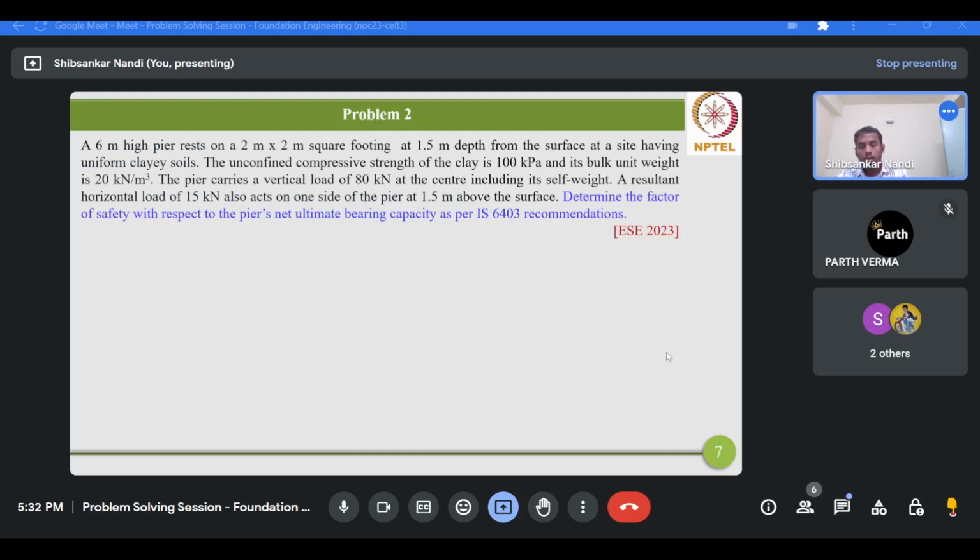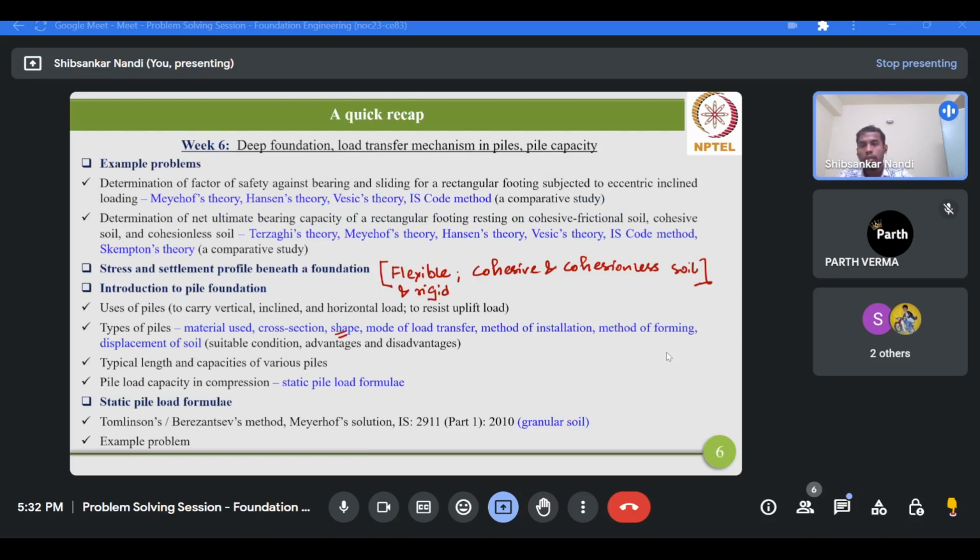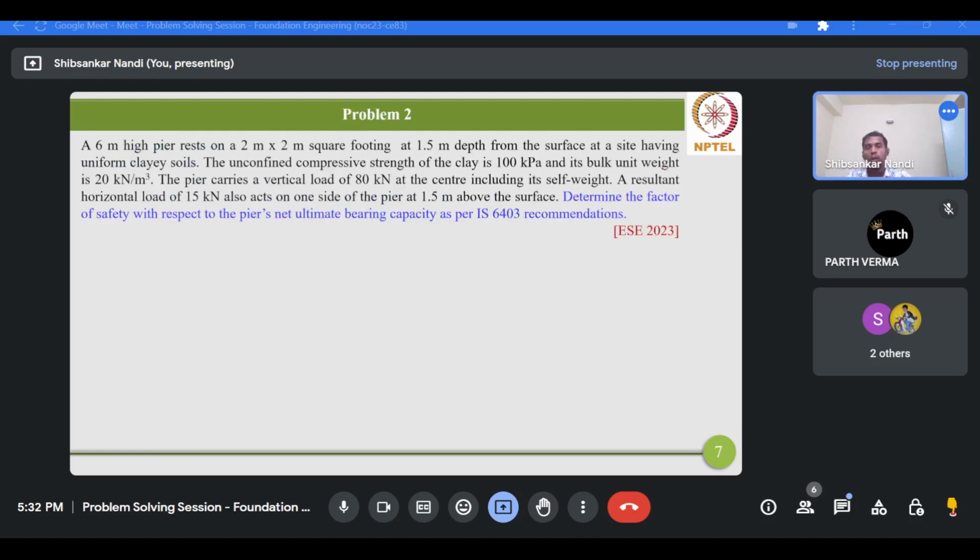So first we'll take a problem regarding this aspect: a footing subjected to eccentric inclined loading. So first we'll solve this problem and then subsequently we'll move on to the pile foundation part, estimation of pile load capacity in purely granular deposit.